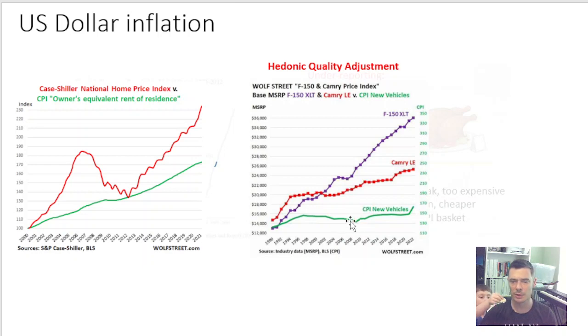And the same thing with new vehicles. This is a Ford F-150.